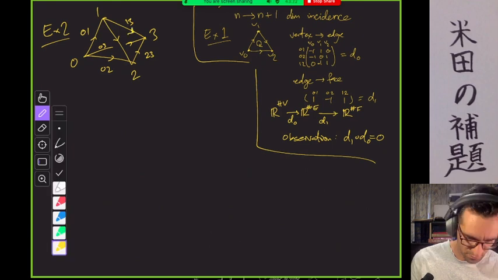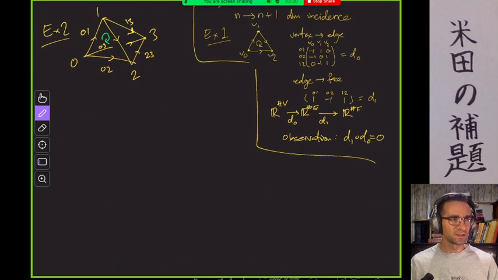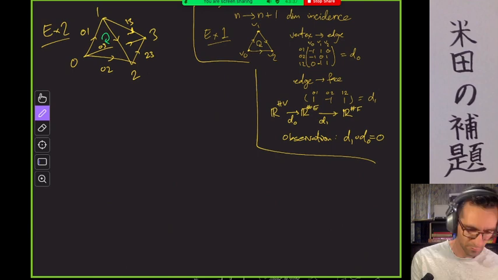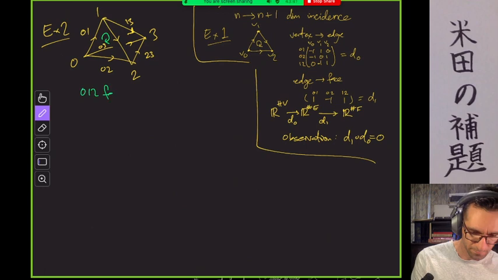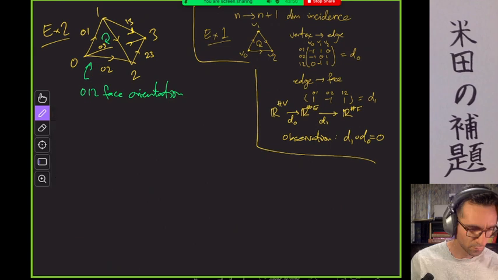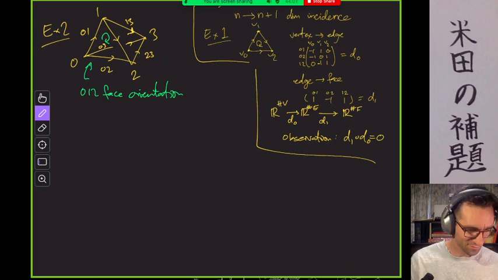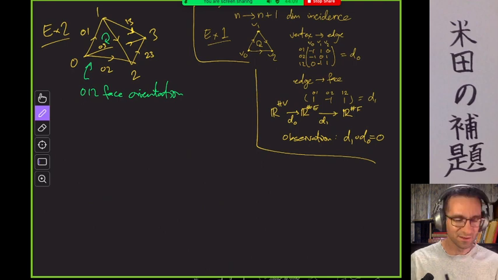So for instance, this face here, the 0, 1, 2 face, is orientated that way. So I'm just going to write down the corresponding matrices, and that's something you can think about a little bit afterwards.